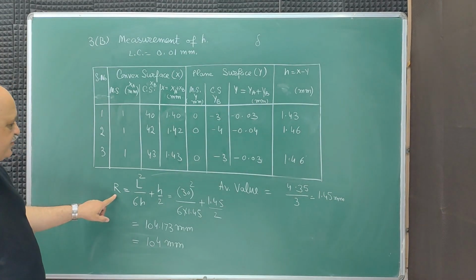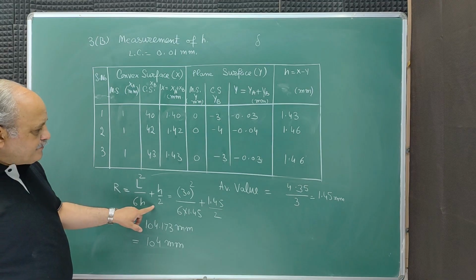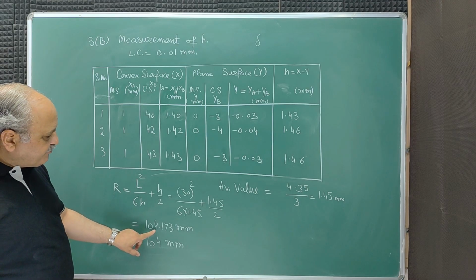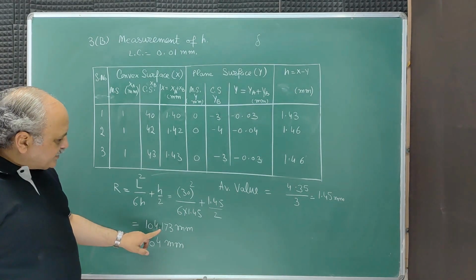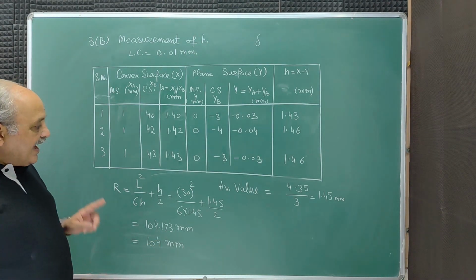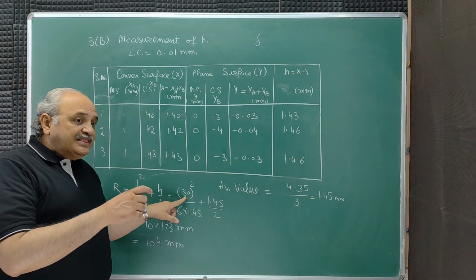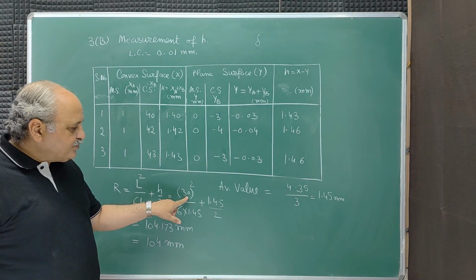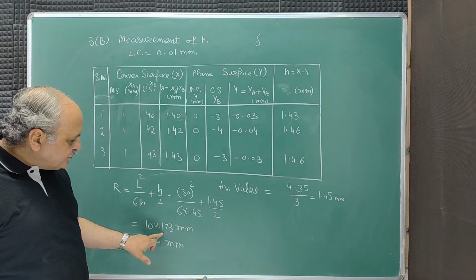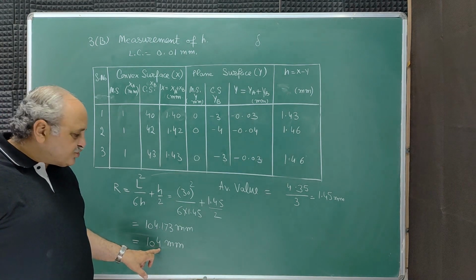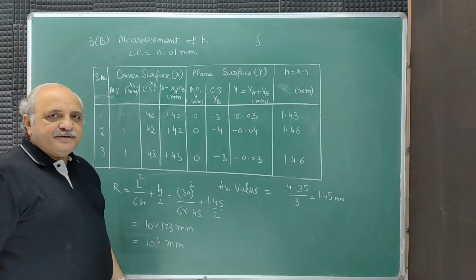Using the expression which we have derived, the radius of curvature by this formula comes out to be 104.173 millimeter. We cannot go up to the decimal places of the millimeter, as we have taken the observation for the length L in millimeter. So our least count there was 1 millimeter. So we have to round it off to the first unit of a millimeter. So this value is 104 millimeter.